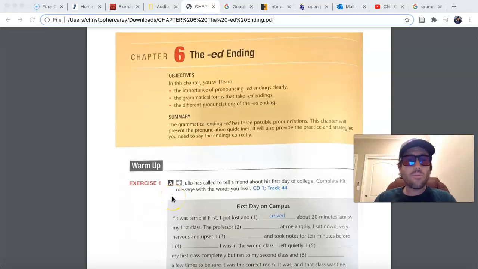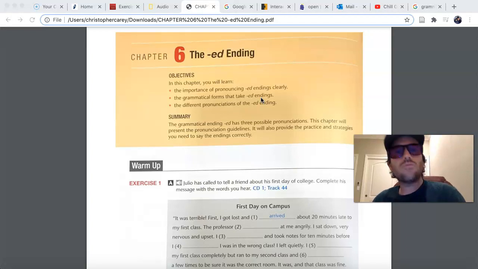Hello everyone and welcome back to Chapter 6, focused on the ED ending and how to pronounce it correctly in English. We talked at the very beginning of this chapter not only about the importance of pronouncing ED endings clearly, but we touched briefly on the grammatical forms that take ED endings. At the beginning of the chapter we referenced Chapter 5, the previous chapter, which was on the S ending, and how the different grammatical forms of S are used, the S ending in English.